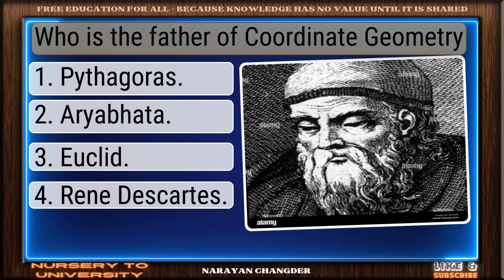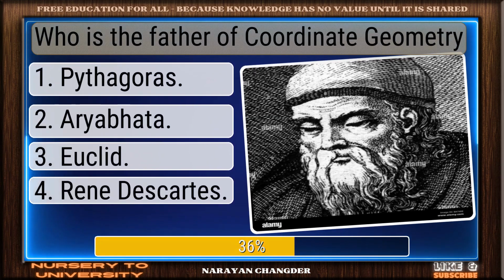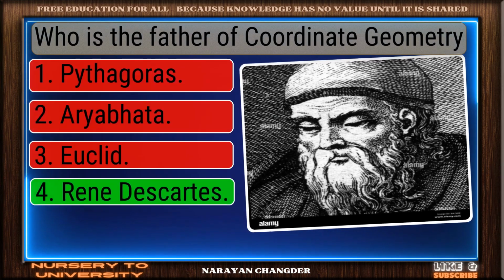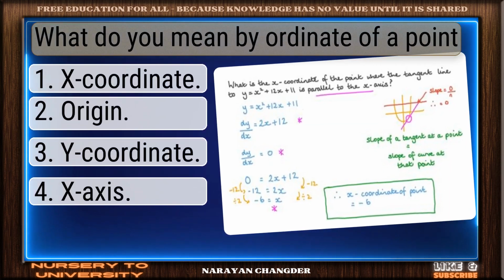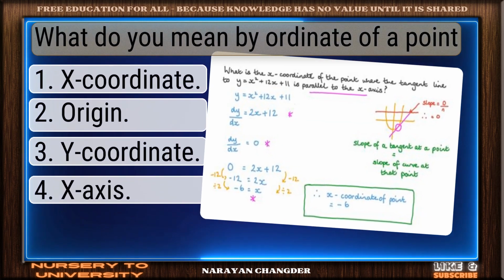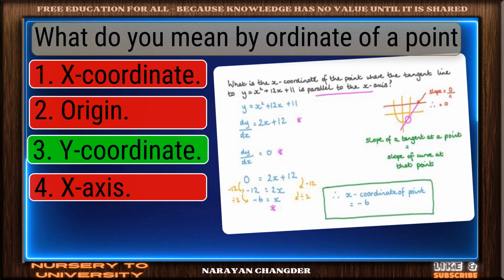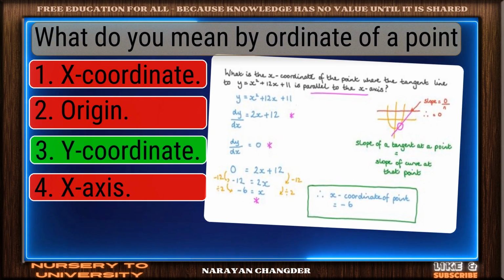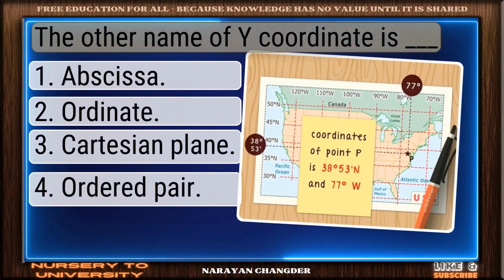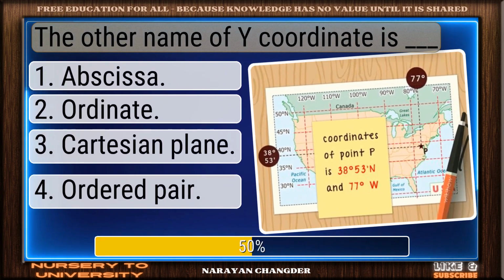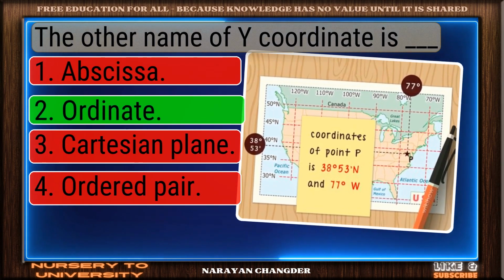Question number 160. Who is the father of coordinate geometry? You got it. Your choice René Descartes is right. Question number 161. What do you mean by ordinate of a point? Well reasoned. Y-coordinate is the correct choice. Question number 162. The other name of y-coordinate is dash. Great thinking. Ordinate is the right choice.